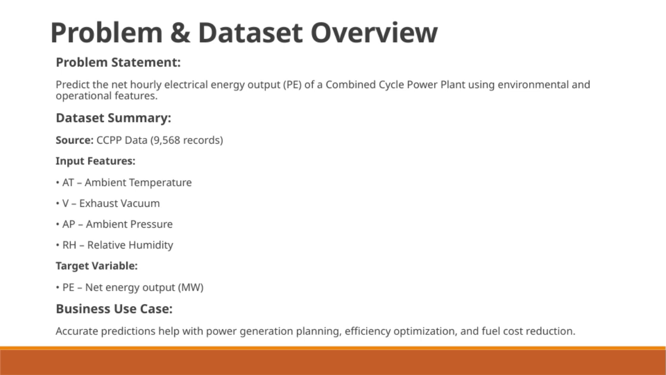Now, regarding our dataset, we have around 9,500 records sourced from CCPP data, which provides a solid foundation for our analysis. The key input features include ambient temperature, or AT, which affects how well the plant operates, exhaust vacuum, V, which relates to the efficiency of the exhaust system, ambient pressure, AP, that can influence the overall performance, and relative humidity, RH, which can also impact the energy output. Our main target variable, PE, represents the net energy output measured in megawatts, or MW.